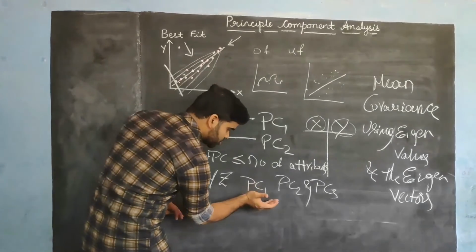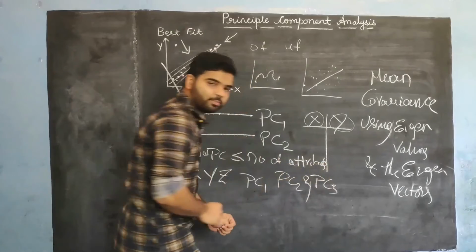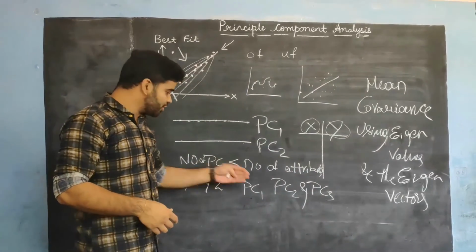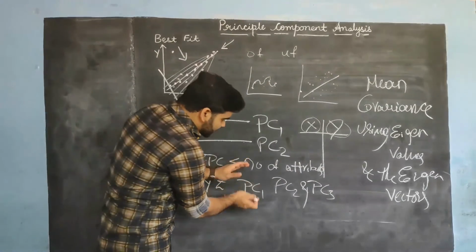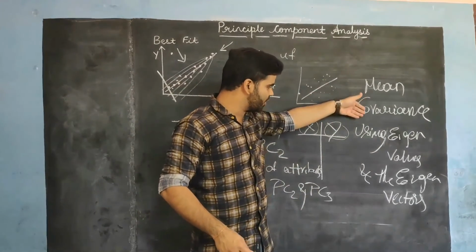Now, soon after you find these principal components, you are going to assign a priority to them. In the next video, I am going to explain how you assign the priority to the principal components based upon the mean, covariance and eigenvalues.